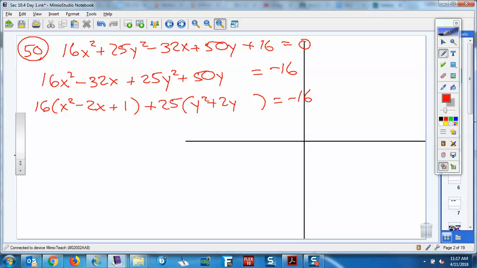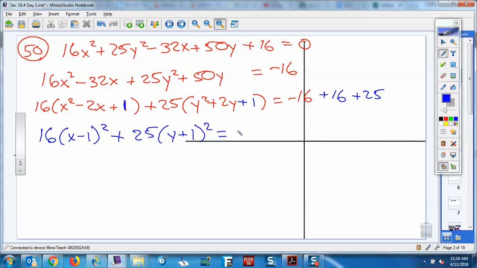But really, what did we just add? We actually just added a 16 times 1, right? And so that's going to go there. Here we're going to add a 1, but we really added a 25, okay? And so we got a 16 and an x minus 1 squared. We've got a 25 and a y plus 1 squared. And then we got what over here? 25, right? So now what we want to do is what?